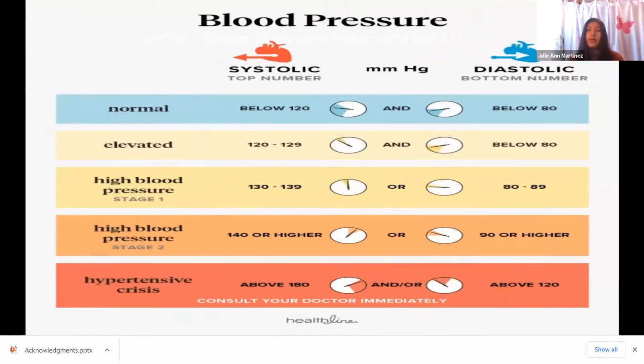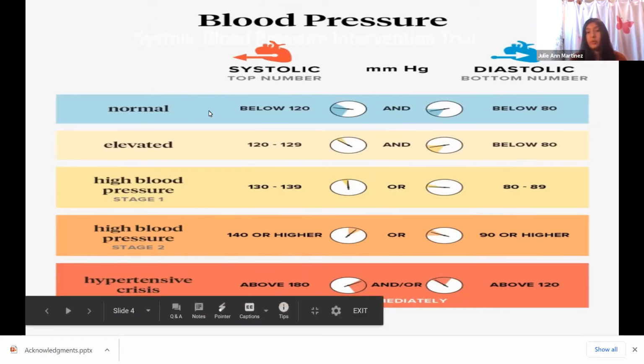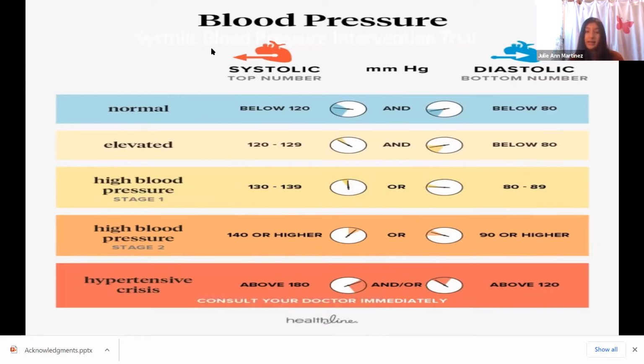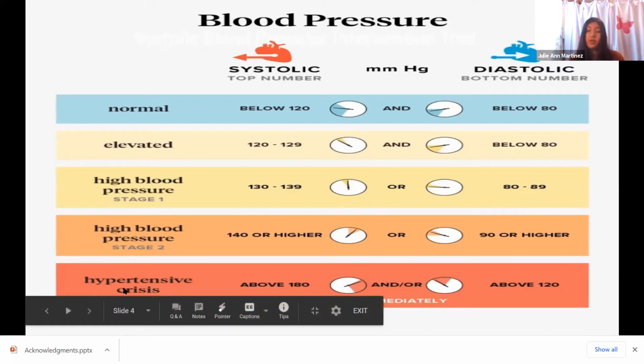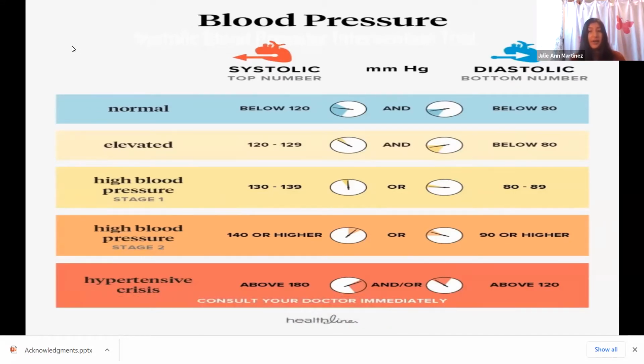In this slide, we can see the normal, elevated, high blood pressure stage 1, high blood pressure stage 2, and hypertensive crisis. For systolic, the normal blood pressure would be below 120. For diastolic, it would be below 80. For high blood pressure stage 1, systolic would be between 130 and 139, and diastolic would be between 80 and 89. For hypertensive crisis, systolic would be above 180, and diastolic would be above 120. Contact help immediately if you are in hypertensive crisis.